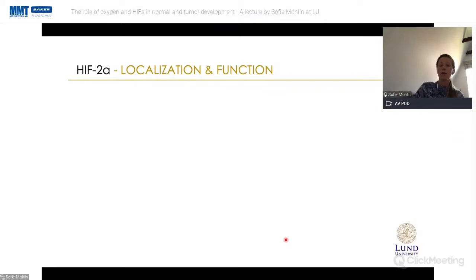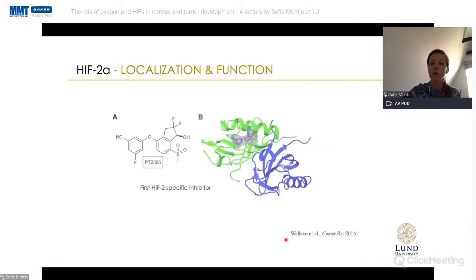So we are now interested in looking into this. What are these non-canonical functions of HIF-2 and how does this relate to our results?